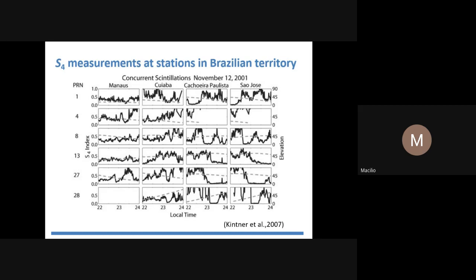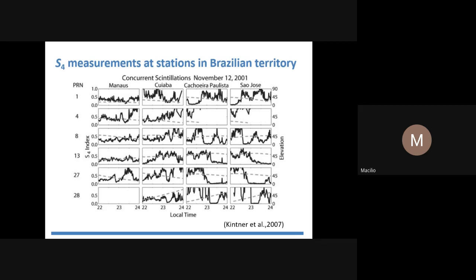I show now some measured results made in stations in Brazil. In this slide, we see measurements of the S4 index made in several cities: Manaus, Cuiabá, Cachoeira Paulista, and São José dos Campos. All these measures were made on this date, 21 November 2001. It's interesting.